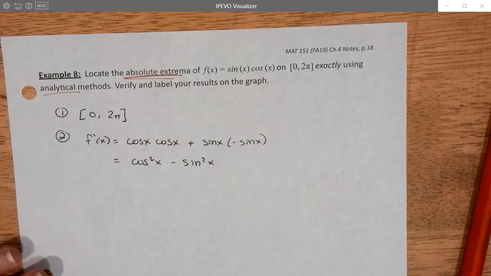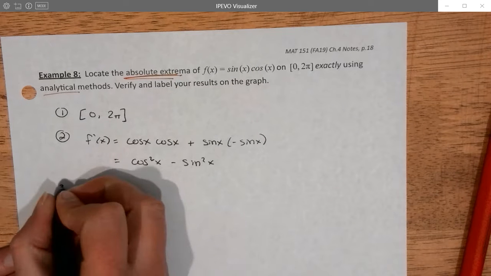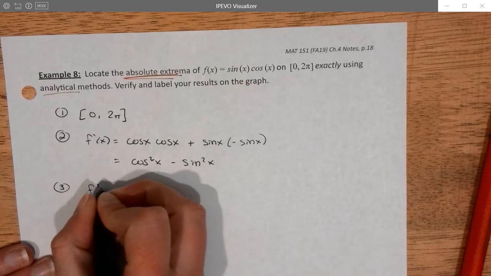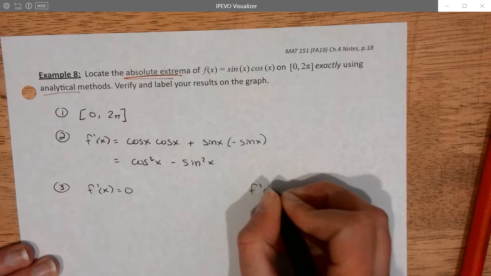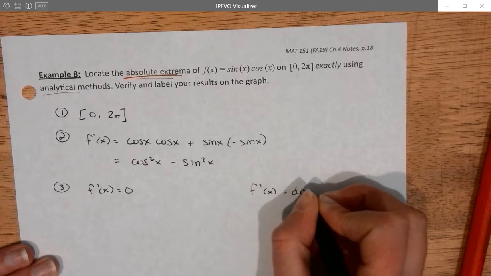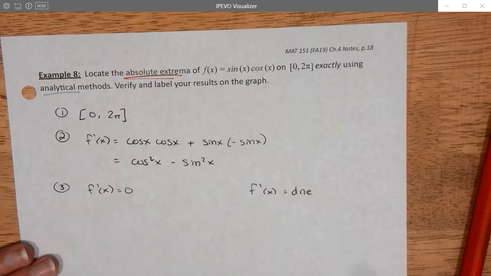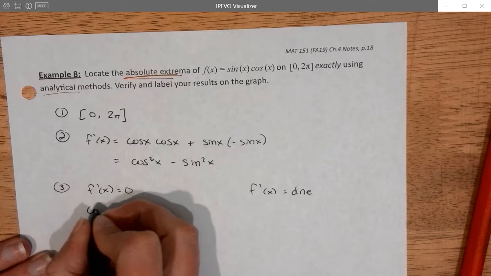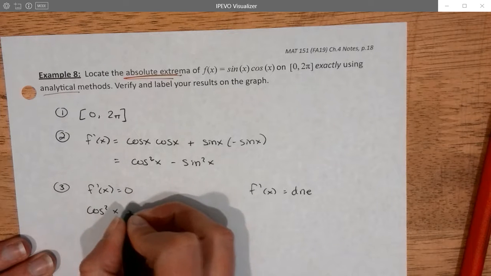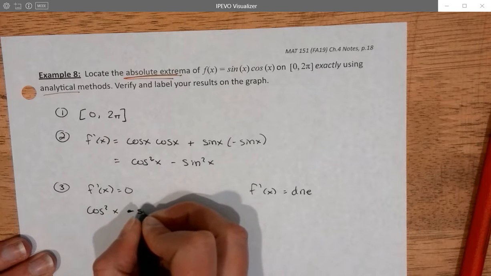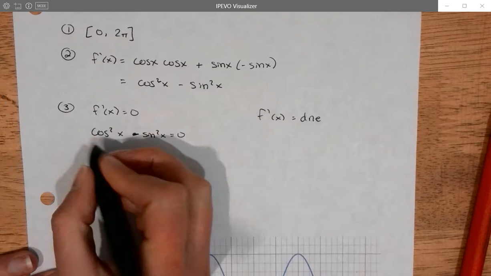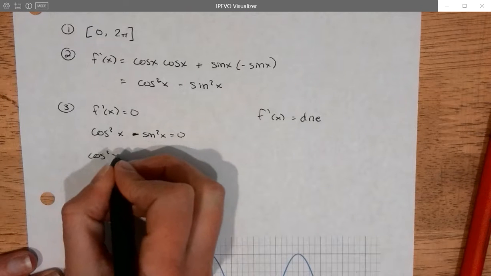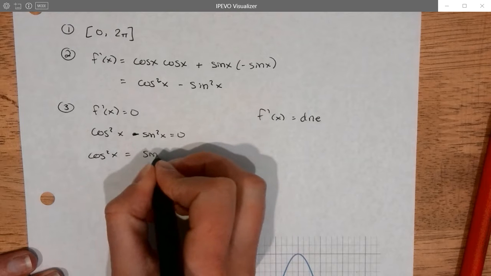Then we want to find the critical values. So that's going to involve setting the derivative equal to 0 and also locating any places where the derivative fails to exist. So first of all, derivative equals 0. If I have cosine squared of x minus sine squared of x equals 0, first thing I'll do is add the sine squared to the other side. So cosine squared of x equals sine squared of x.